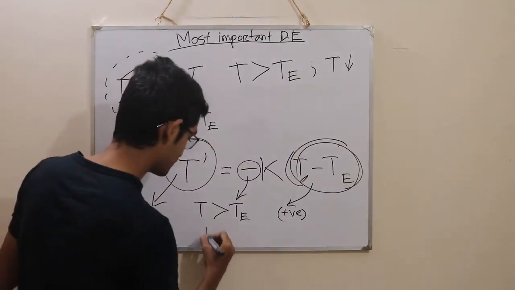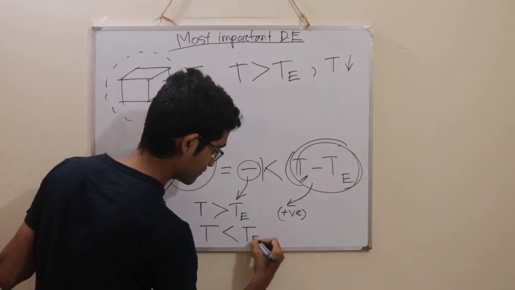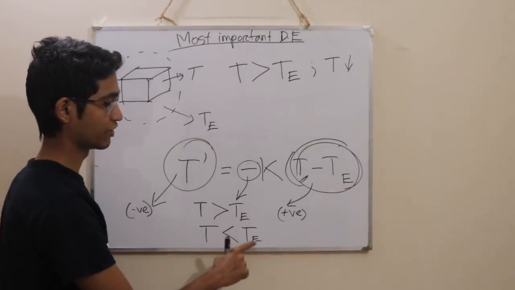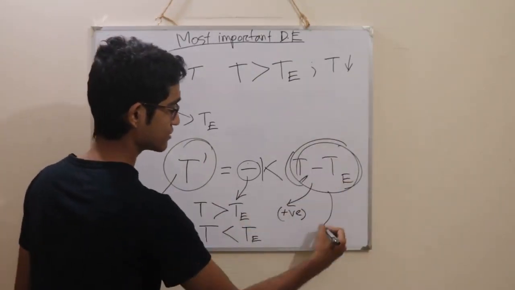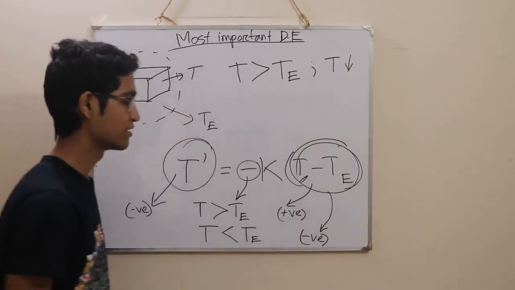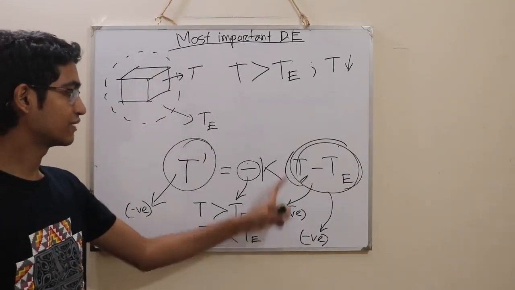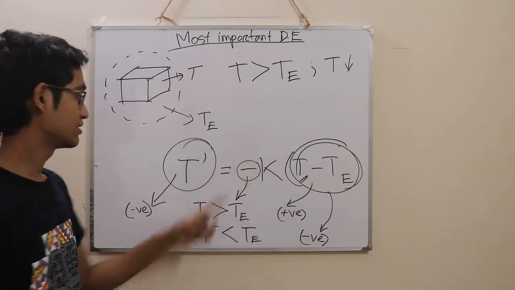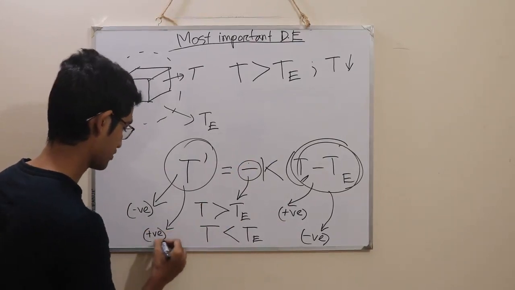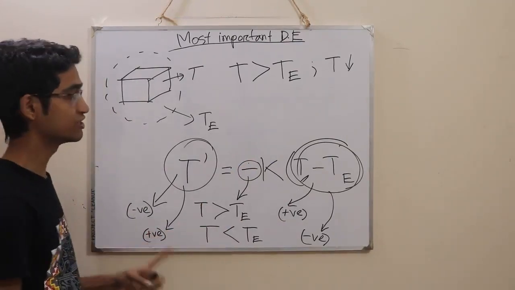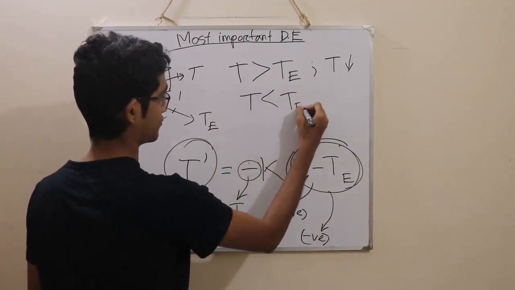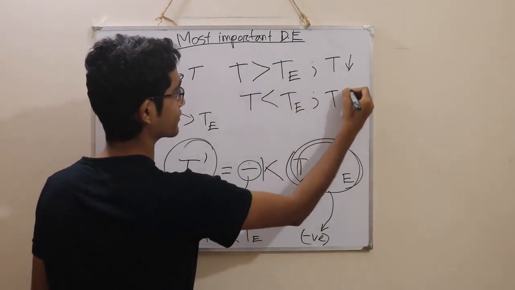Now let's see what will happen if T is less than the environmental temperature. In this case, as T is less than the temperature of the environment, this thing is negative, as this is larger. A negative times a negative means this thing will be positive. Now, as this is positive, T will increase. So, if T is less than the temperature of the environment, T will increase.